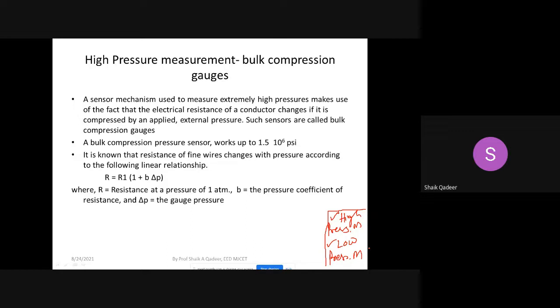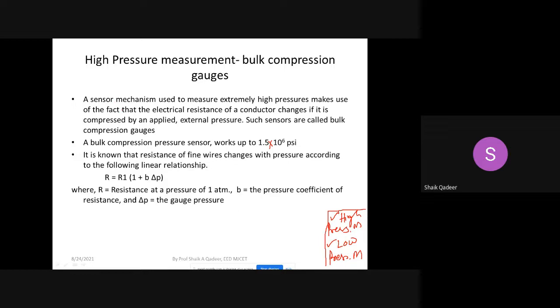So we all know that the conductivity of a compressible fluid will change if its surrounding pressure changes. This is the principle behind high pressure measurement.